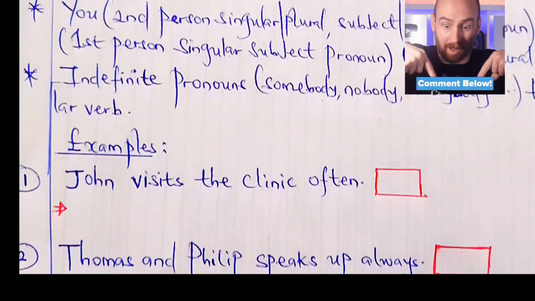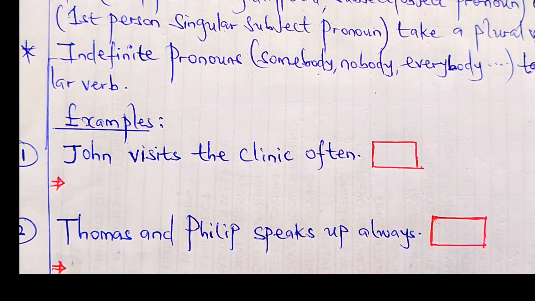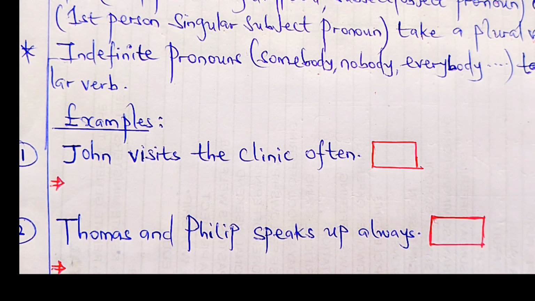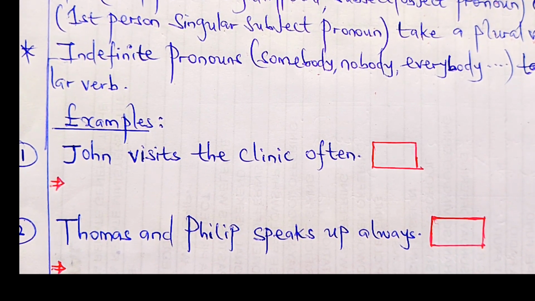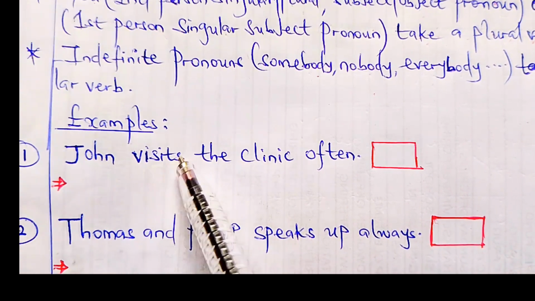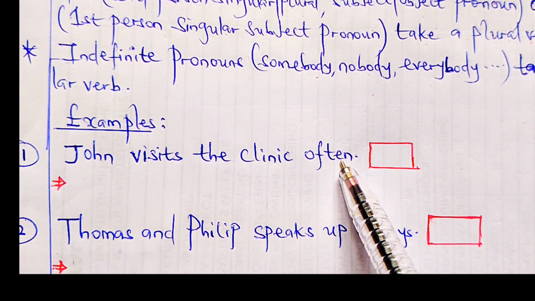We're going to be looking at these sentences together. What are we going to be watching out for? We're going to be watching out for if the finite verbs in each of the sentences is correct or wrong as per usage. So the first is this: John visits the clinic often.